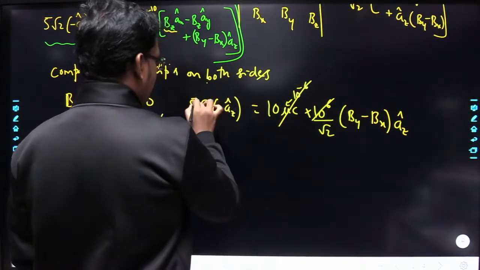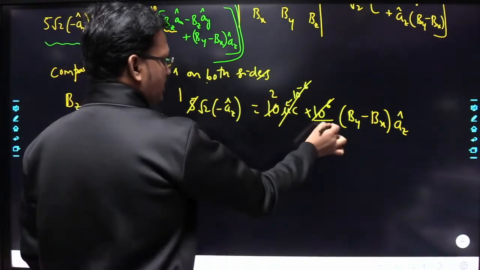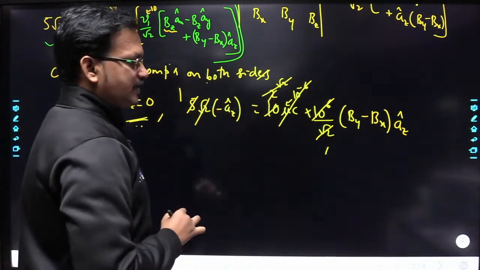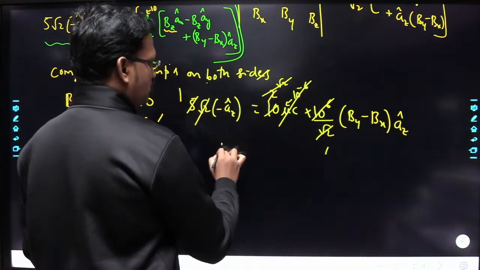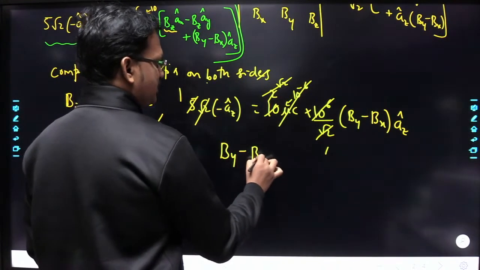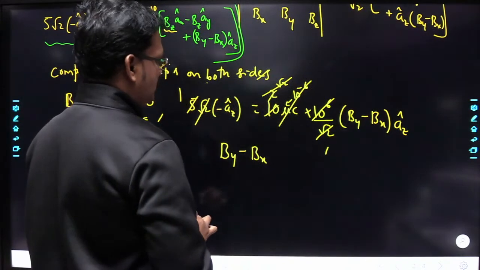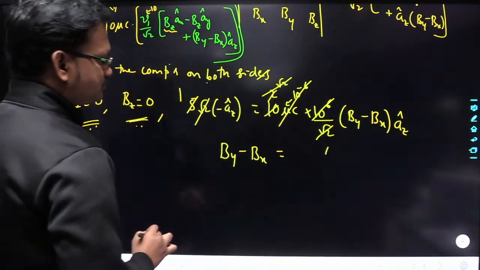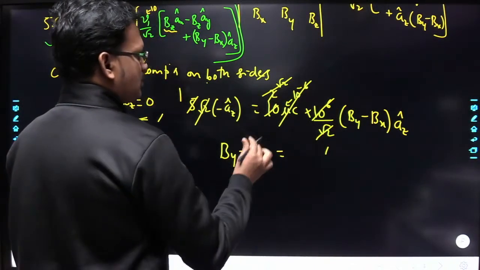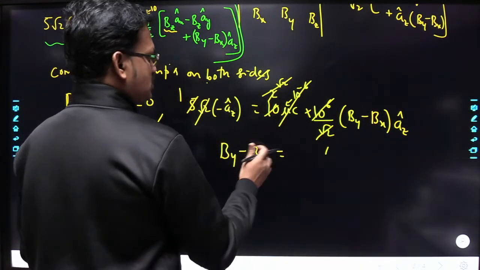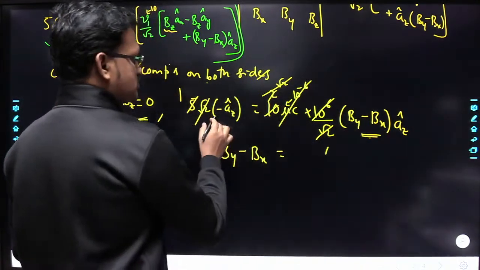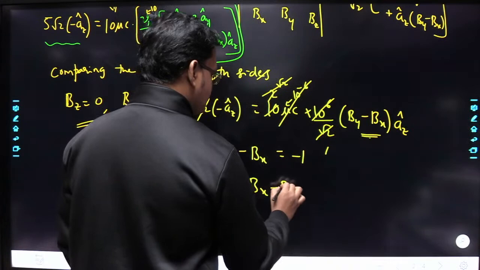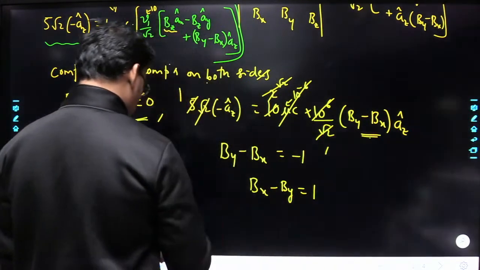Right. Okay. Now here 5 ones and here 5 twos. Here root 2 ones and here you will get root 2. Again here root 2 and here root 2 will get cancelled. So if you compare the z components, what you are going to get? You are going to get By minus Bx is equal to minus 1 here. So that means I can write Bx minus By is equal to 1. Okay.